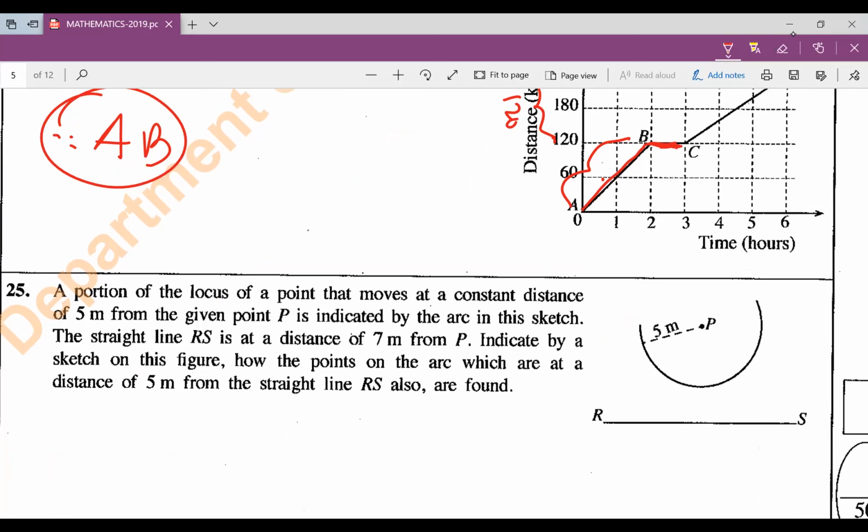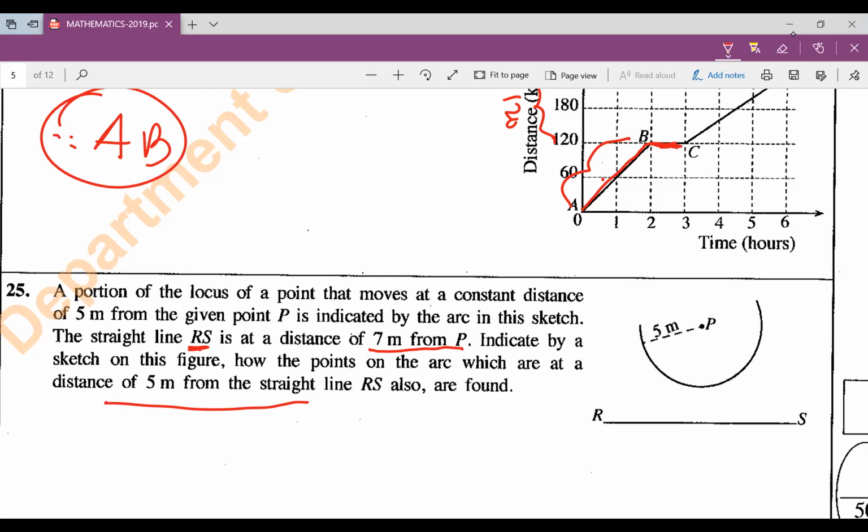And here the portion of the locus of a point that moves at a constant distance of 5 meters from the given point P is indicated by the arc in this sketch. The straight line RS is at a distance of 7 meters from P, indicated by a sketch on this figure. How can the points of the arc which are at a distance of 5 meters from the straight line RS also be found?